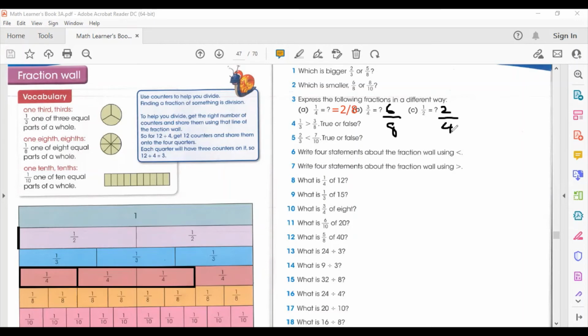Question number 4. 1 by 3 is greater than 3 by 8. Let us raise it.